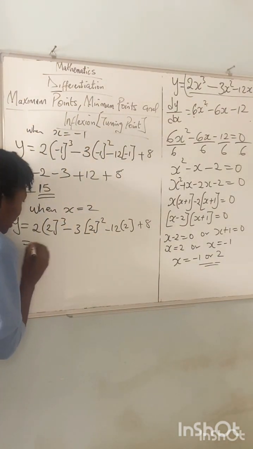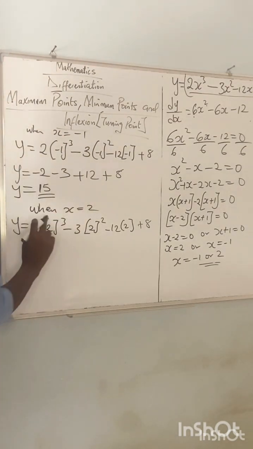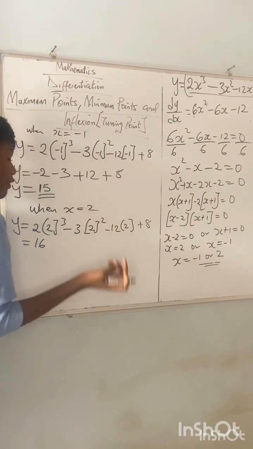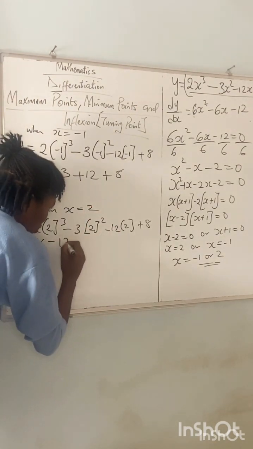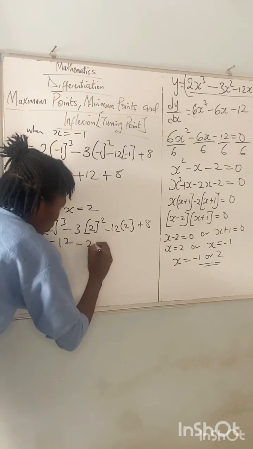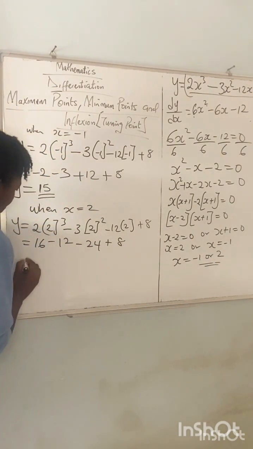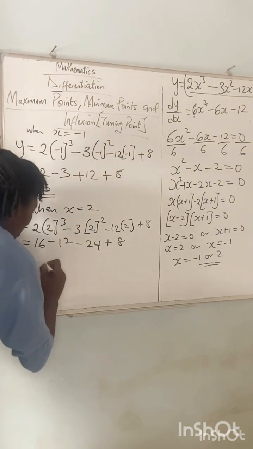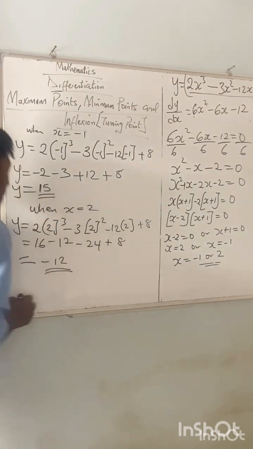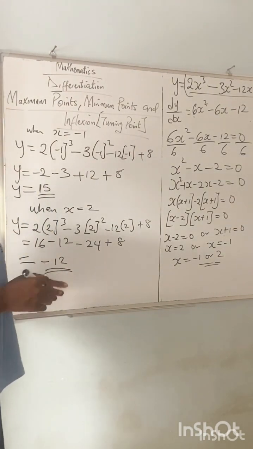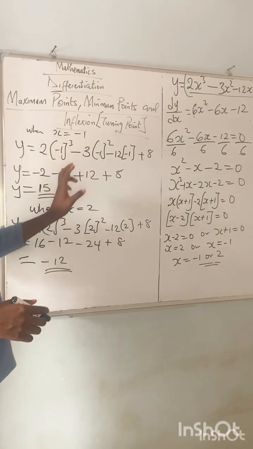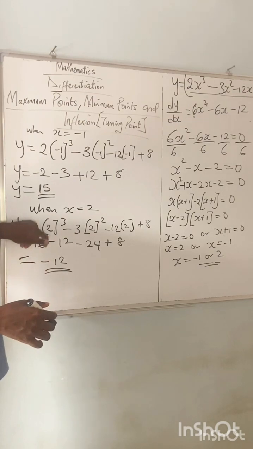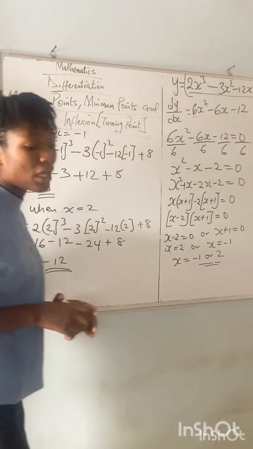So let's solve. Expanding, 2 raised to power 3 is 8, and 8 times 2 we have 16. 2 raised to power 2 is 4, and 4 times minus 3 is minus 12. And then for this we have minus 24 and then plus 8. To solve this, we'll be having our answer to be minus 12. So this is now our minimum value of y. For when x is minus 1, we have gotten that our y is 15, and when our x is 2, we've gotten that our y is minus 12.